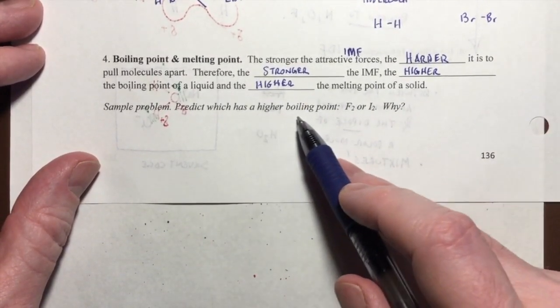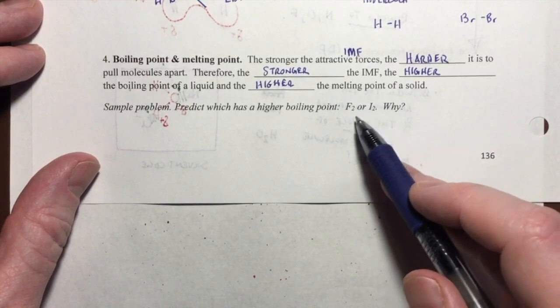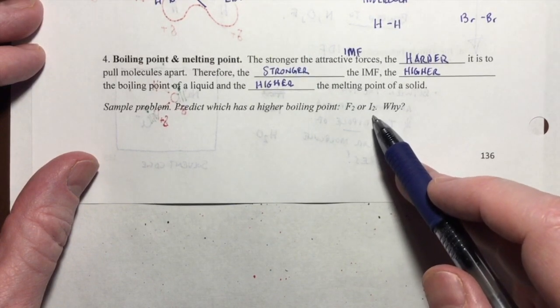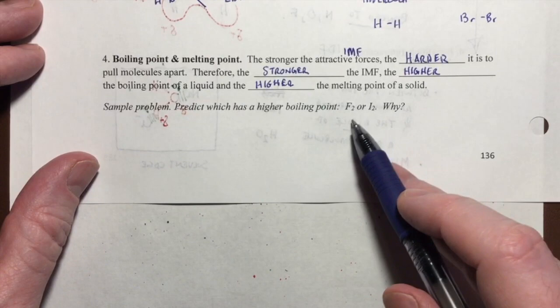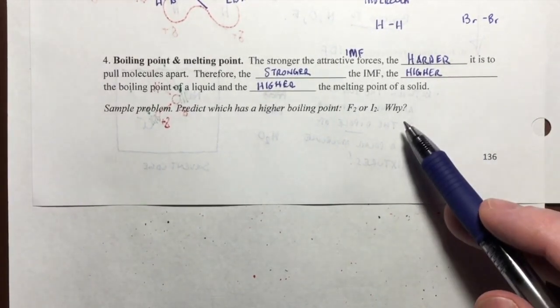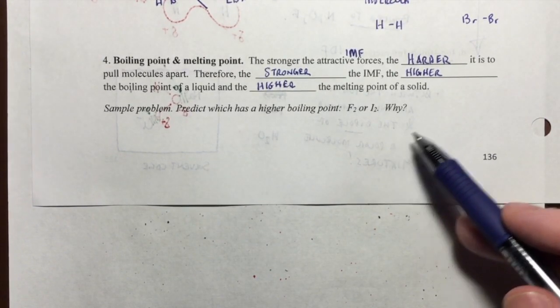Predict which has the higher boiling point, F2 or I2. So we've got the fluorine molecule, F2, and we've got the iodine molecule, I2. I want you to predict which of these has the higher boiling point and then be able to explain it in terms of its IMFs. Go ahead and give that a shot. Pause the video, and when you're done, restart the video, and then I'll work through that.